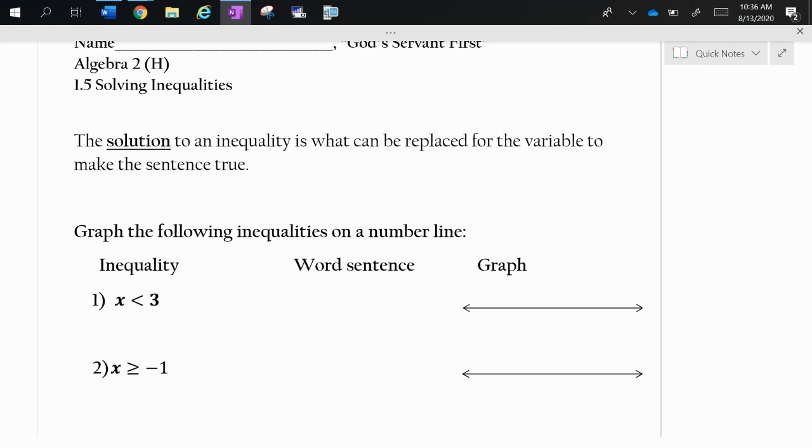So for example, if we look at x is greater than 5, then 5 is not a solution because 5 is not greater than 5. 4 is not a solution because 4 is not greater than 5. And also, 6 would be a solution because 6 is greater than 5.